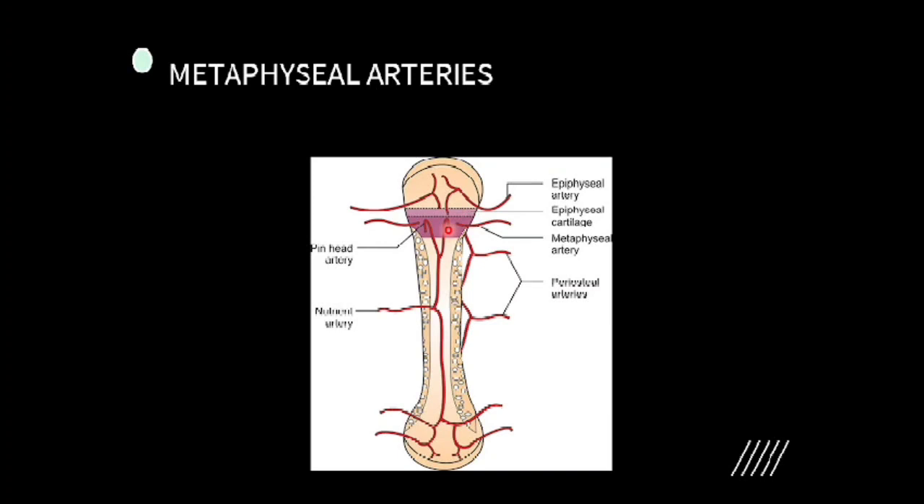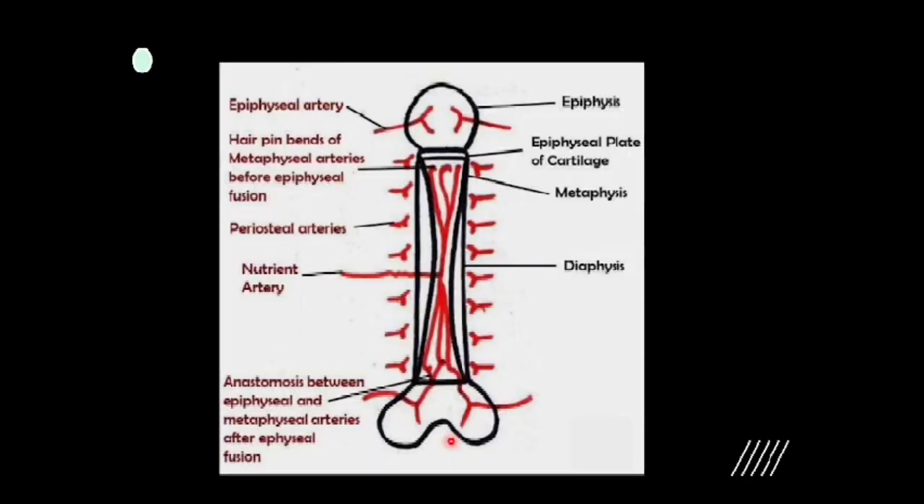But after the epiphyseal fusion, the end arteries are no longer there. That means these hairpin loops anastomose with other arteries like periosteal, juxtaepiphyseal and also the other nutrient arteries. So this figure will give you an idea about the metaphyseal arteries, before the epiphyseal fusion and after the epiphyseal fusion. In the upper end you can see the epiphyseal cartilage is there.